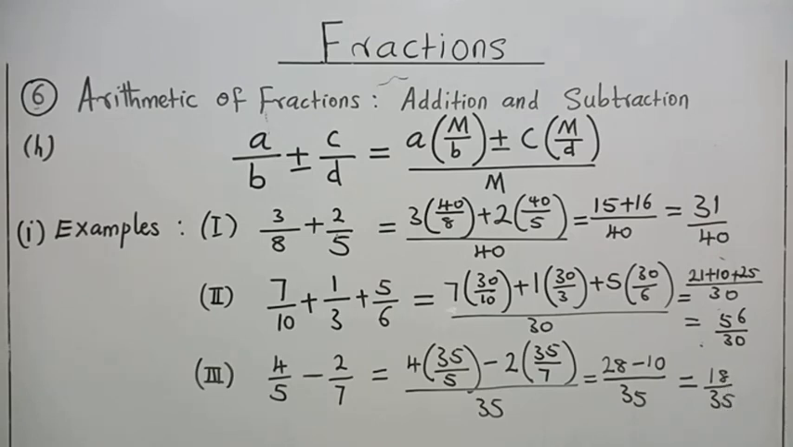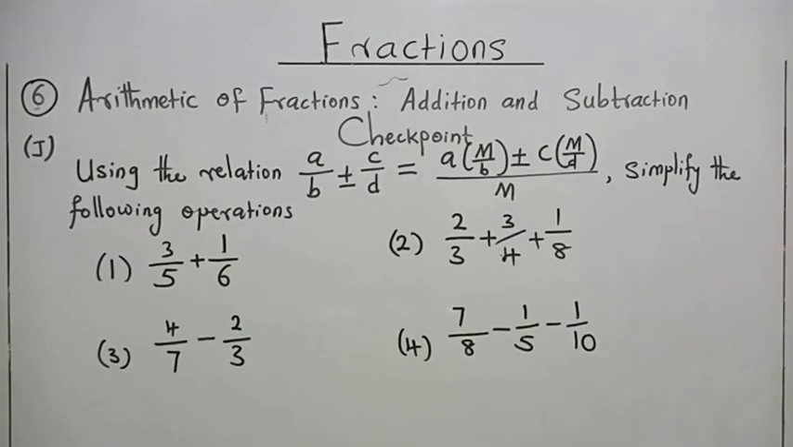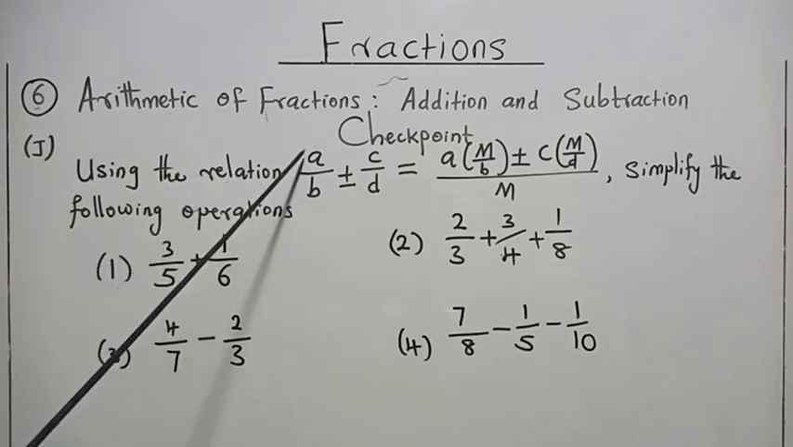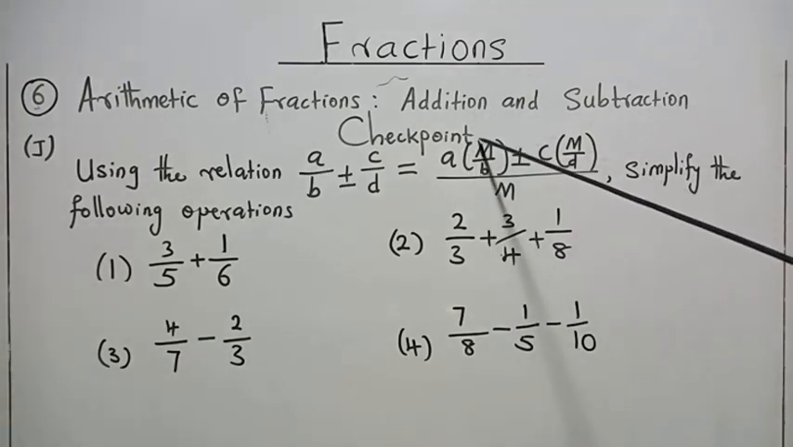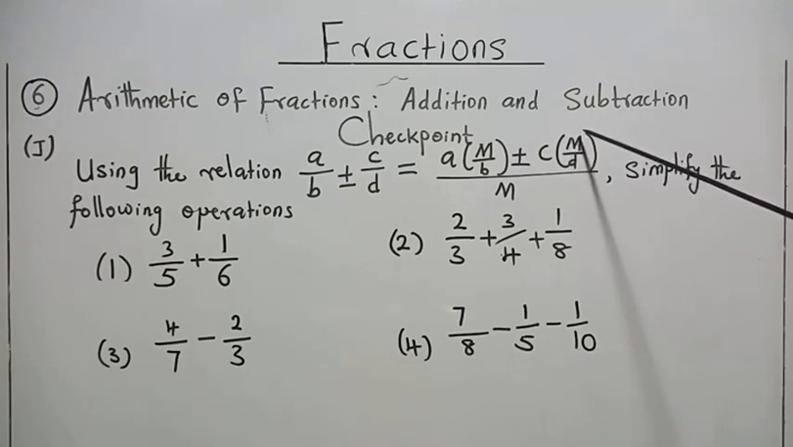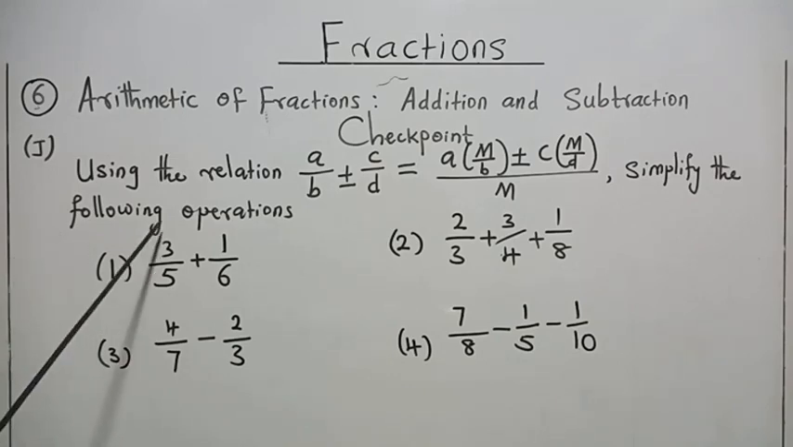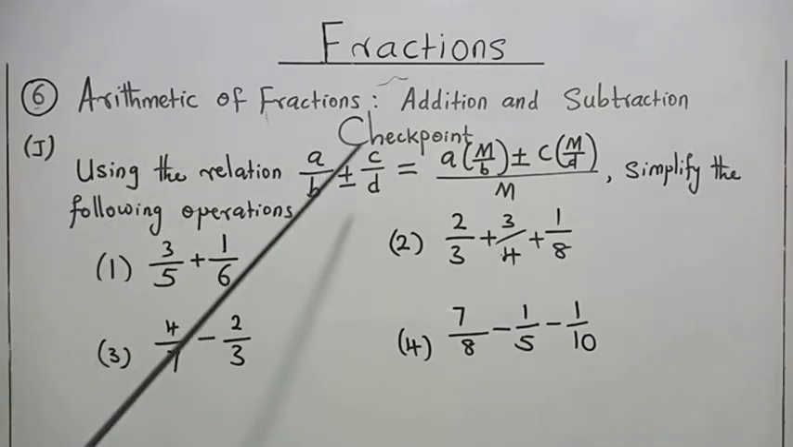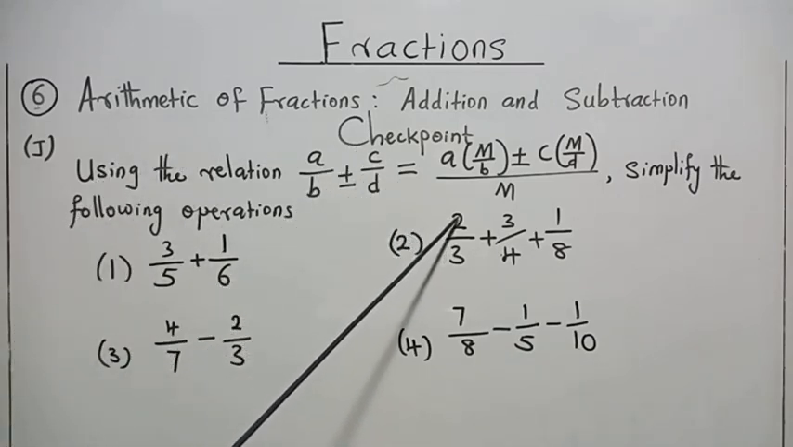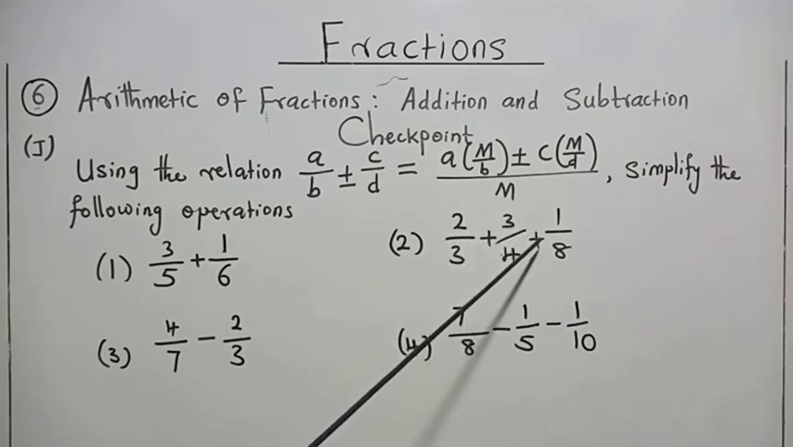All right, at this point, check if you have been following. Look out for an exercise. And here comes the checkpoint. It says, using the relation A over B plus or minus C over D is equal to A bracket M over B plus or minus C bracket M over D, all over M, simplify the following operations. The first is 3 over 5 plus 1 over 6. Second, number 2, we have 2 over 3 plus 3 over 4 plus 1 over 8.